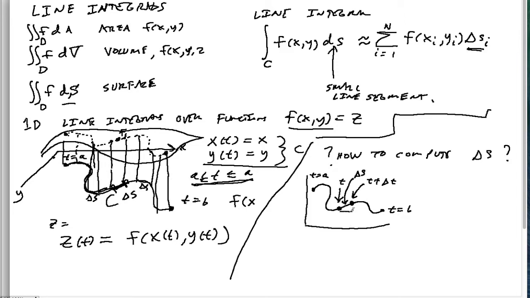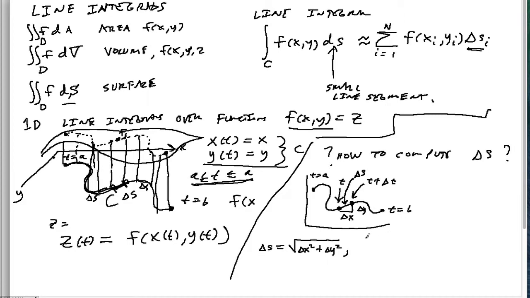Well, certainly the delta s can be gotten from having a small delta x. So there's the displacement in the x direction, and there's also a displacement in the y direction. Then delta s is going to be achieved by the Pythagorean theorem, delta x squared plus delta y squared. So the question then is, how do we get delta x and delta y?